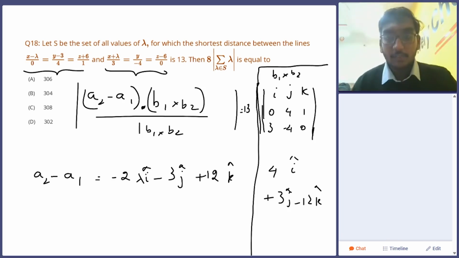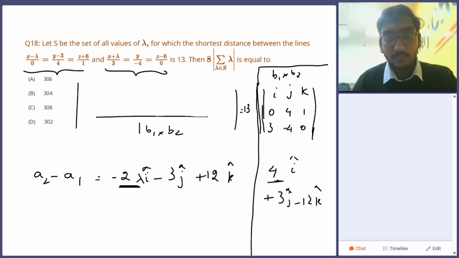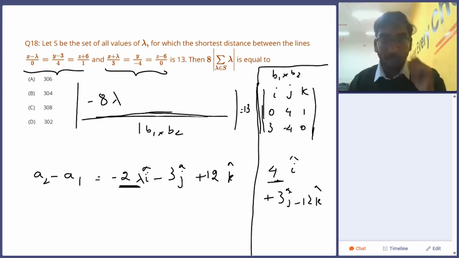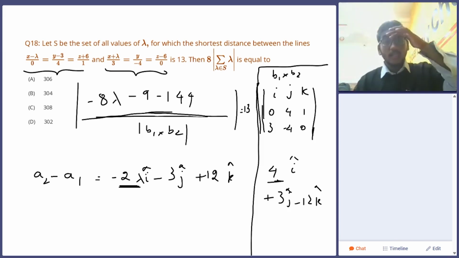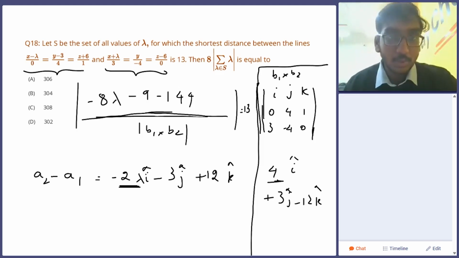So what will be A2 minus A1 dot B1 cross B2? Minus 2 lambda into 4 is minus 8 lambda. I'll just replace it here itself. And minus 3 into 3 is minus 9. Minus 144, right? And what will be modulus of B1 cross B2? It will be root of 4 square plus 3 square plus 12 square. That will be root of 169, that is 13. So just replace that also as 13.